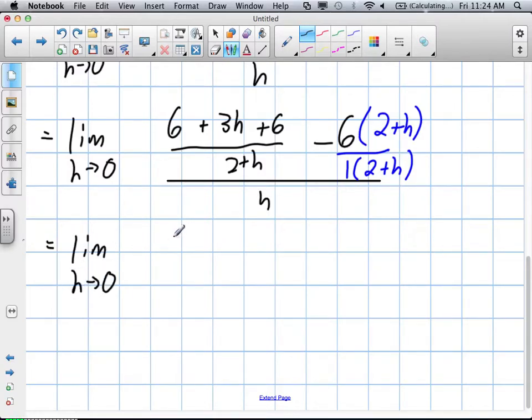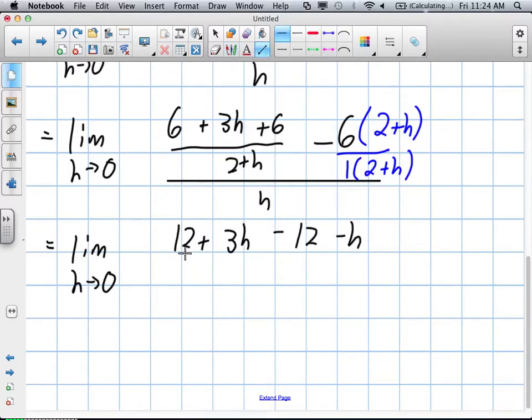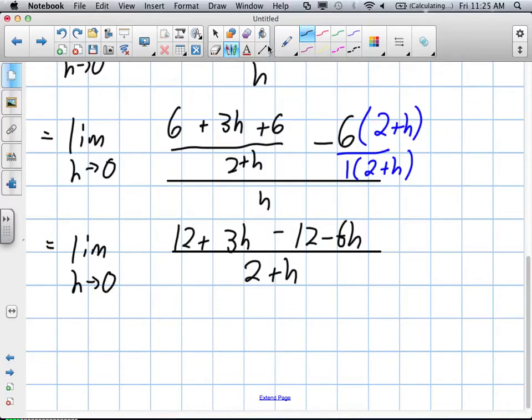The limit as h approaches 0. This time, though, 6 plus 6 is going to give us our 12. 12 plus 3h, subtract, and here we have negative 6 times 2 gives us negative 12 minus 6h. There you go. And it's all going to be over the same denominator, which is 2 plus h, and again, that's still over h. So it looks like we have a triple fraction going on here. We're going to collect our like terms at the top and try to work through this.